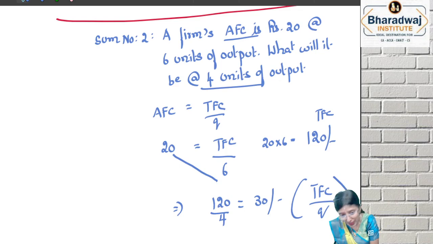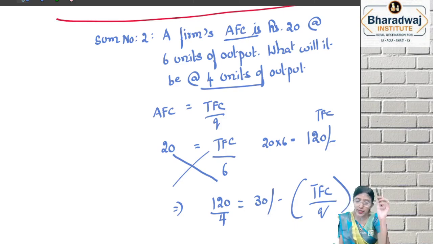So, from the given information, I accordingly make use of my formula. I interchange. So, here in this example, I noted that AFC is given. I need not calculate AFC. I am given AFC for 6 units of output. I am asked about AFC at 4 units of output.